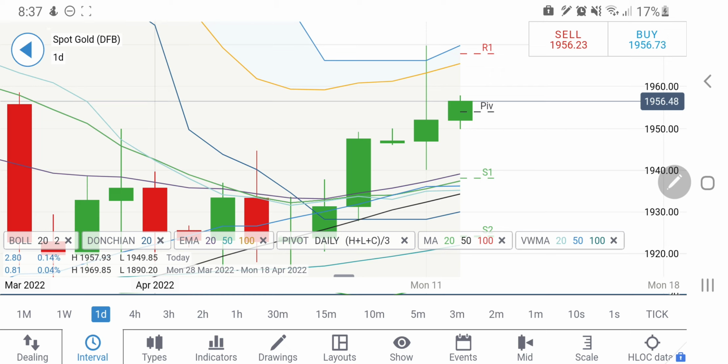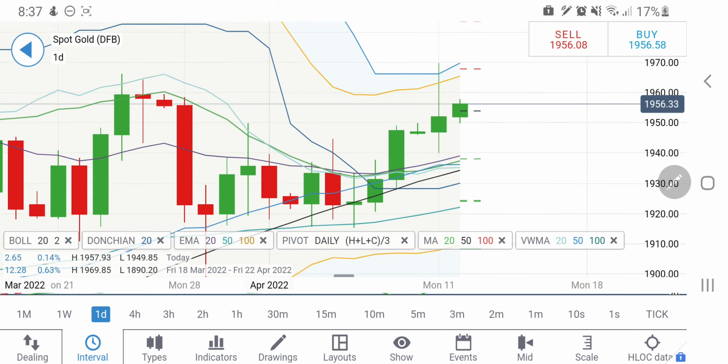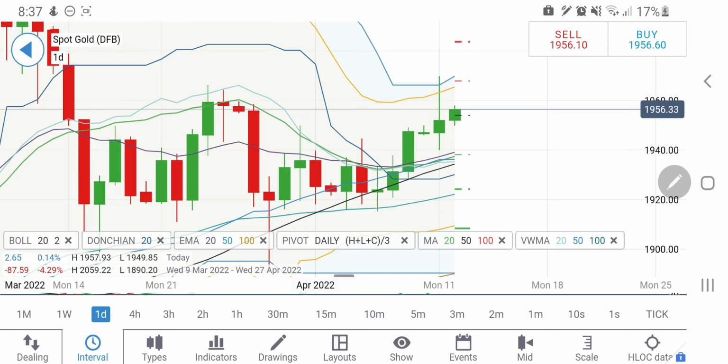So I'll be watchful. Any short entry is only recommended, once again I am reiterating, below 1950. Till the time it remains above 1950, we can expect a bounce back or a rise in gold. The target should be at around 1965, 1968 levels, and beyond that anything is a bonus. It may try to fly strongly on the upside, so take your positions accordingly.